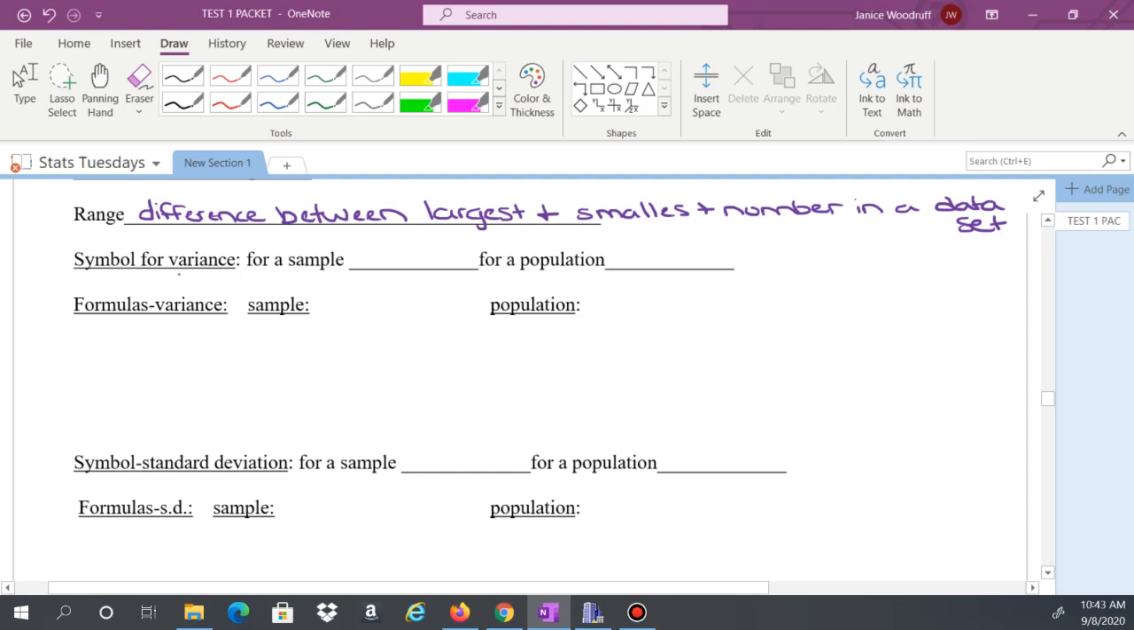Okay, and then variance. Variance is a measure of the spread of data. And the symbol for a sample, remember we're using English letters, so it's just going to be S squared. And then for a population, we're using Greek letters. So this is going to be sigma, lowercase sigma. So this is what lowercase sigma looks like, squared.